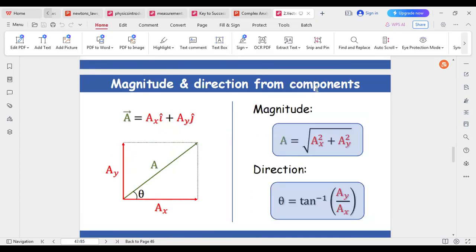Magnitude and direction from components: a vector can be represented like this. The magnitude will be root over x square plus y square, and the angle will be tan inverse y by x.